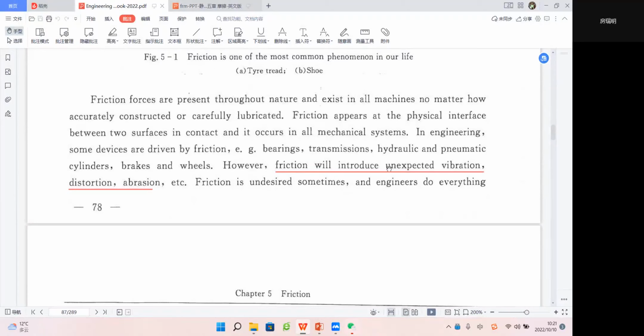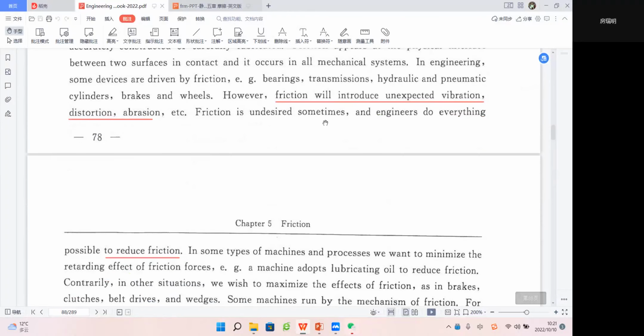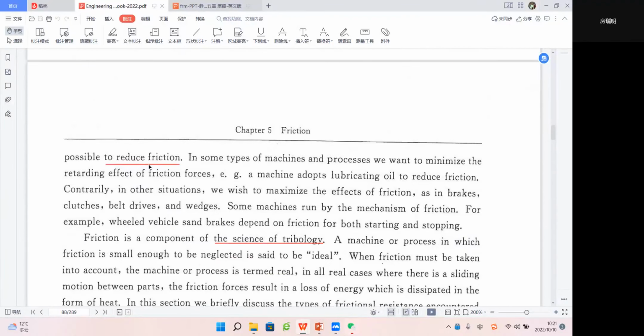However, friction will introduce unexpected vibration, distortion, abrasion, etc. So it does not mean friction is a bad thing that we should totally eradicate as much as we can. Actually, it depends. In some cases, friction is very helpful to fulfill some human requirements, right? So friction is handy sometimes, not all the time. And engineers do everything possible to reduce friction.